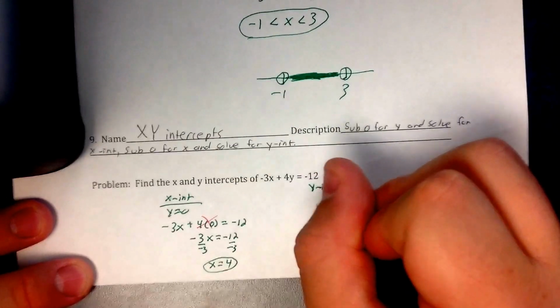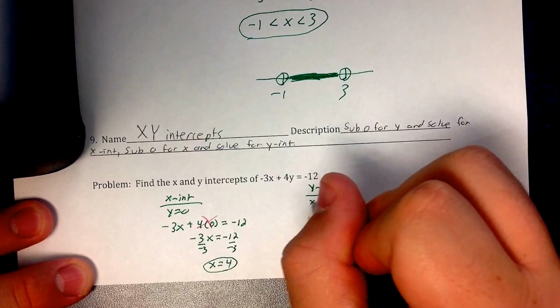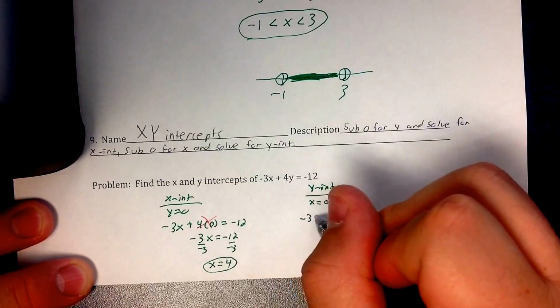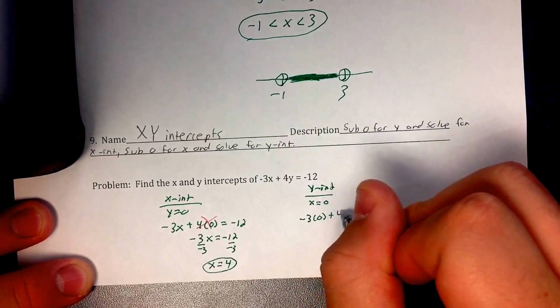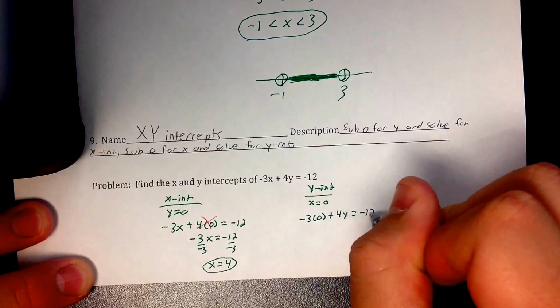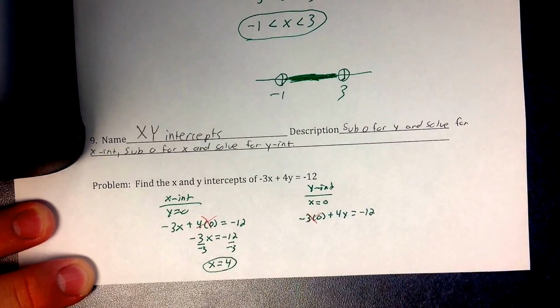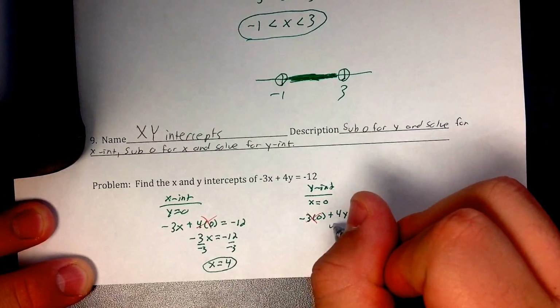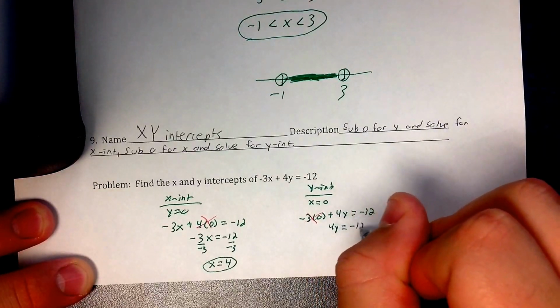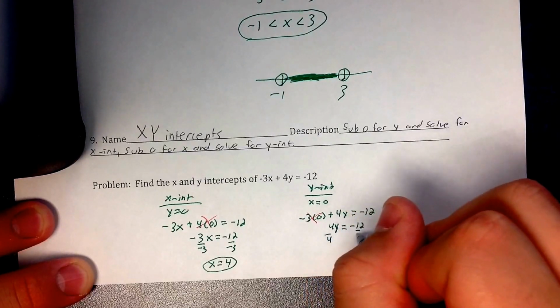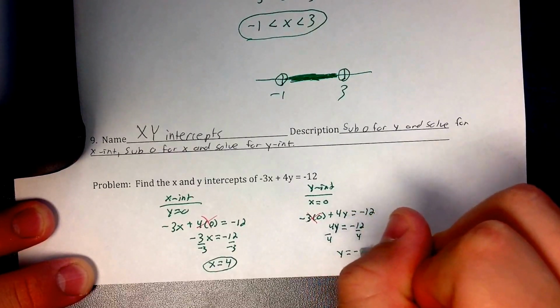On the y-intercept, I put in 0 for x. So I'd have negative 3 times 0 plus 4y equals negative 12. And here, negative 3 times 0 would go away. And I'd be left with 4y equals negative 12. Divide both sides by 4. y equals negative 3.